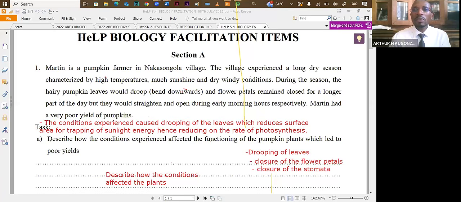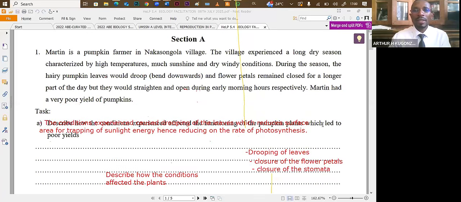Now, let us first proceed to task B. Then we shall come back to that one later. Because what matters now is not the content, but the skills that we are going through to interpret the scenario. Okay.